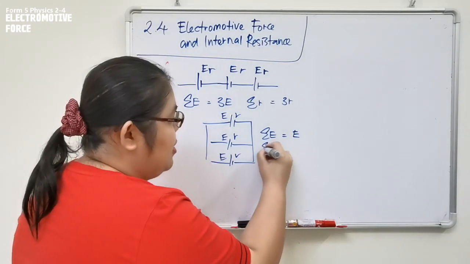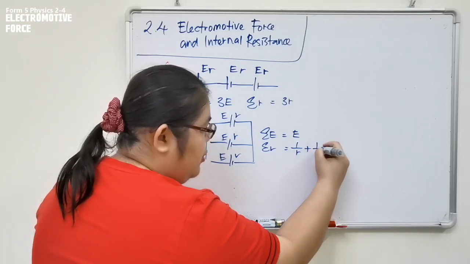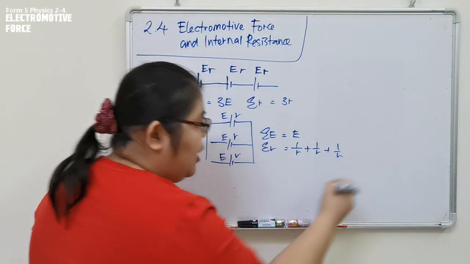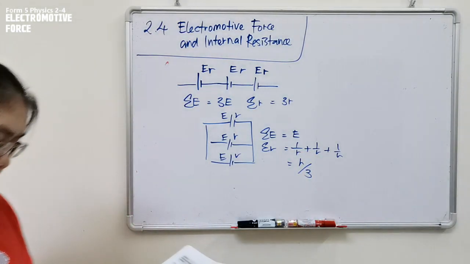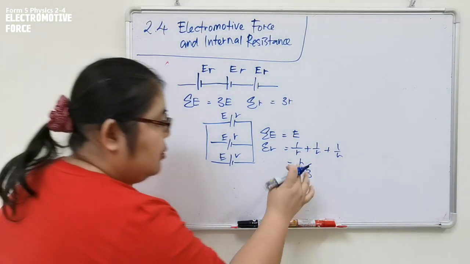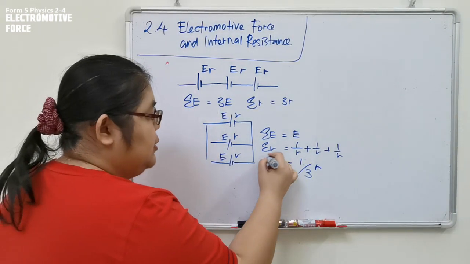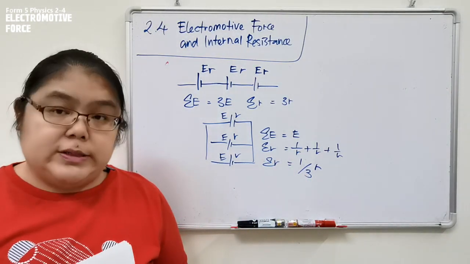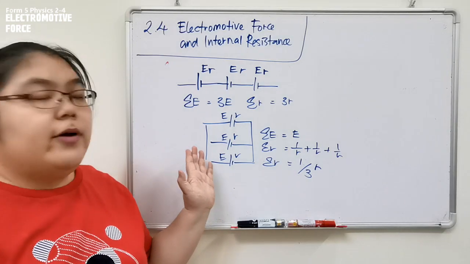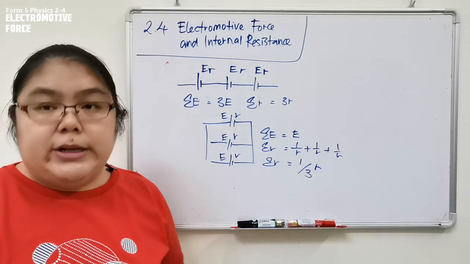Okay, how about the total R? Total R will become 1 over R plus 1 over R plus 1 over R. Then the R should be divided by 3. So we call it R over 3. So this one is the total R. Same as what you do in the calculation for resistance. EMF is normally the same as the potential difference, so the calculation should be the same.